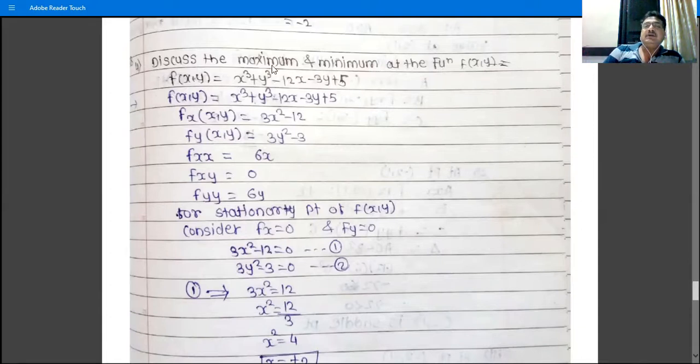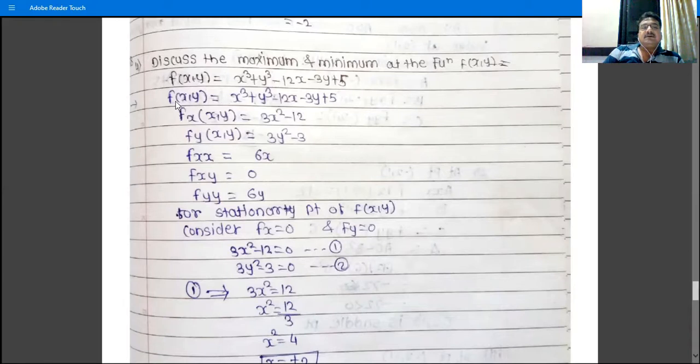Or the question is: find the extreme value of the function. Or another question format is: find the local maxima and local minima of the function. So the given function is this. The answer to all these questions is the same.